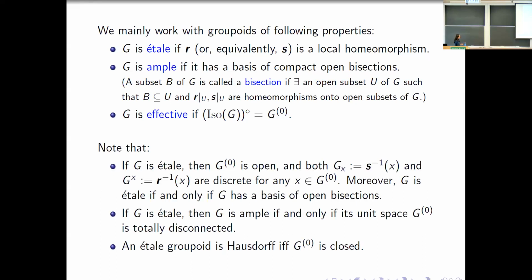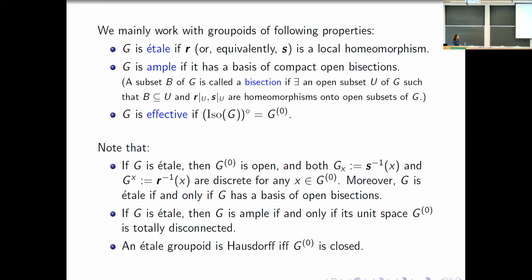Again, just a quick remark for people who are not so familiar with groupoids. If the groupoid is etale, then we know that the unit space is an open set. Moreover, when we look at the inverse image of the source map of any element x, which we denote by Gx, and similarly the inverse image of the range map, these are discrete in the groupoid, no matter what element we pick from the unit space. On the other hand, if G is etale, this is equivalent to saying that the groupoid itself has a basis of open bisections.